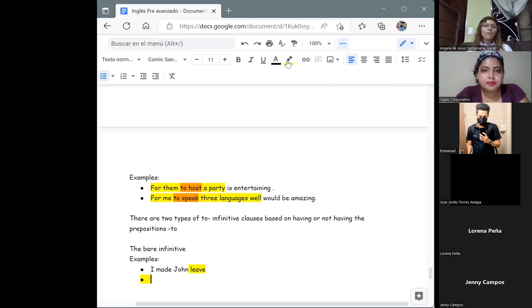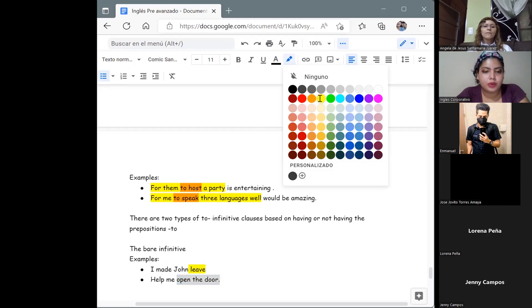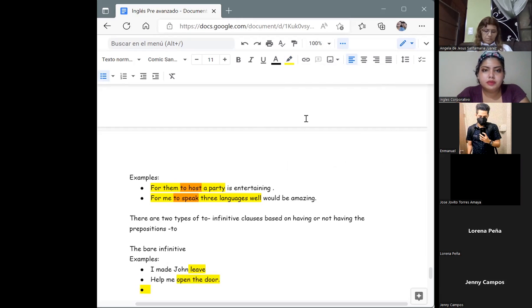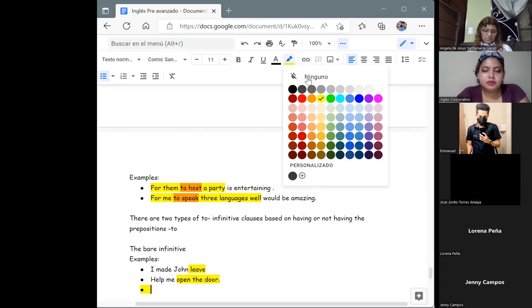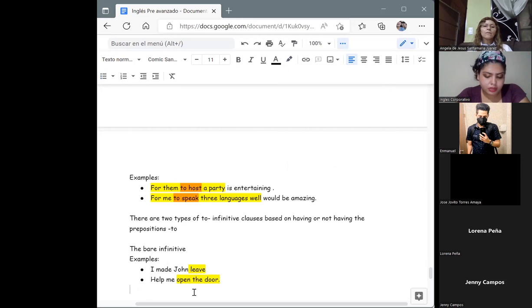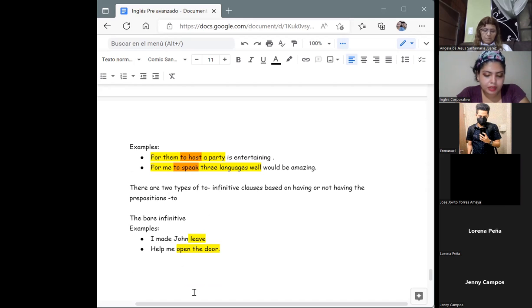And in the second one, we have "help me open the door." In this case, the verb infinitive is "open the door," "to open the door" and "open the door." It's very common to use that kind of verbs.